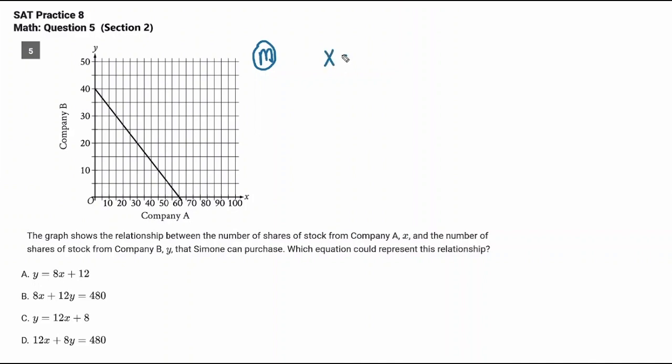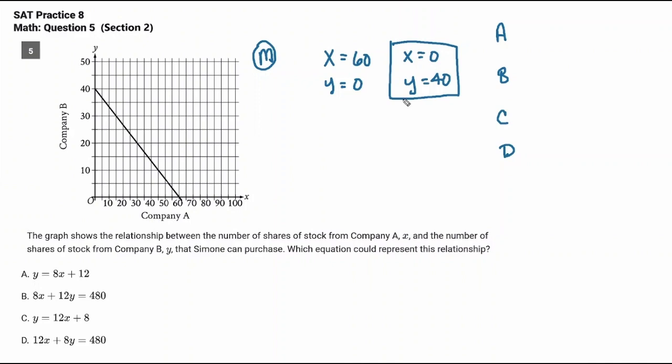X is 60 and Y is 0. If you were to go to this end, what's X and what's Y? X is 0 and Y is 40. You don't have to write down both ends. I'm just going to choose this end. I'm going to write down A, B, C, D vertically.